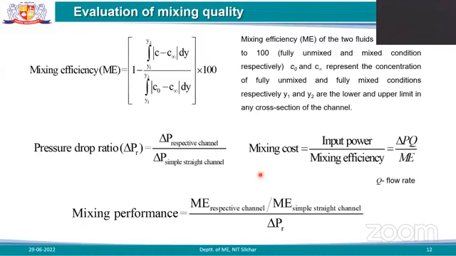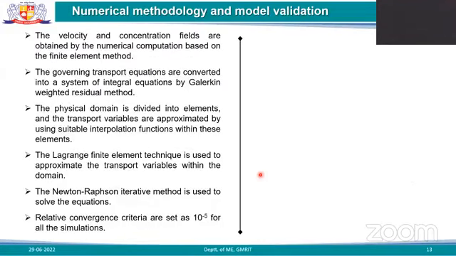Now we are going to focus on our study, and this is the numerical methodology. The velocity and concentration fields are obtained by numerical computation based on the finite element method, and the governing transport equations are converted into a system of integral equations by the Galerkin weighted residual method. The physical domain is divided into elements, and the transport variables are approximated using suitable interpolation functions within each element. The Lagrangian element technique is used to approximate the transport variables within the domain, and the Newton-Raphson iterative method is used to solve the equations. A relative convergence criterion of 10 to the power minus 5 is set for all the simulations.